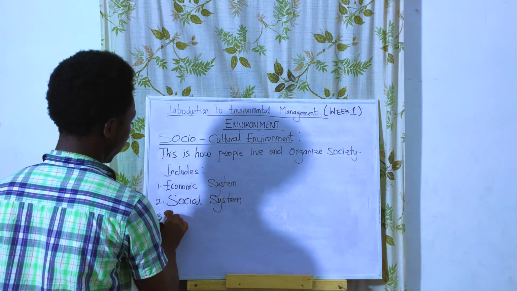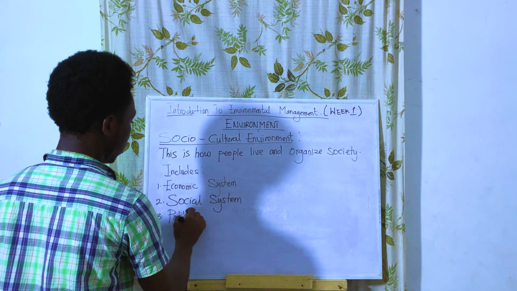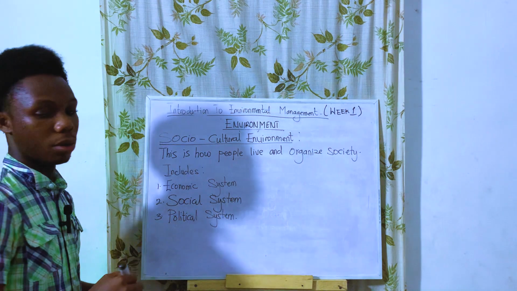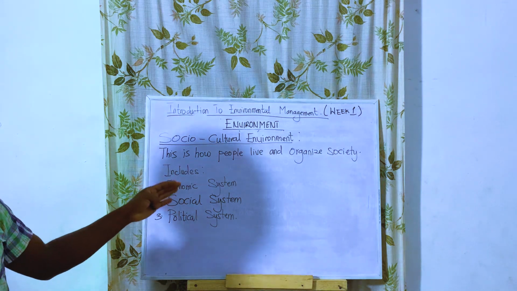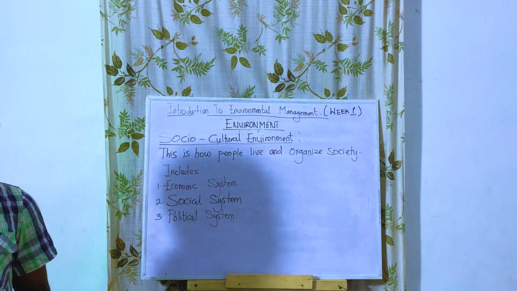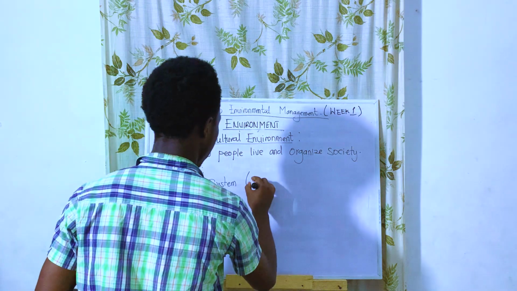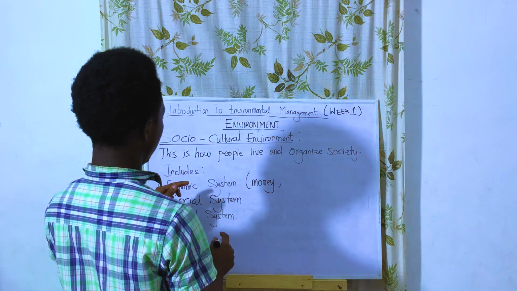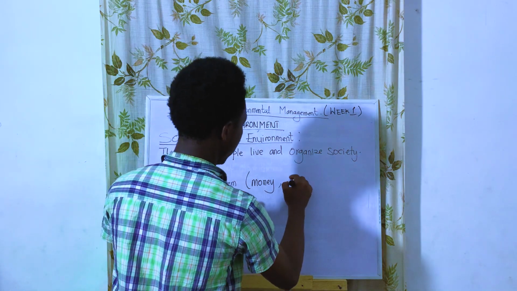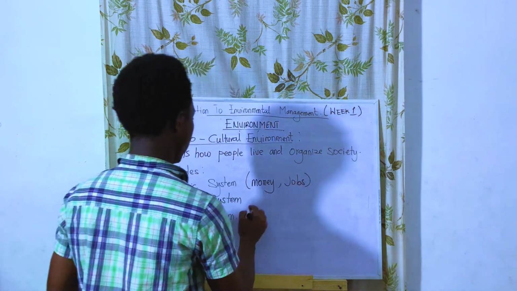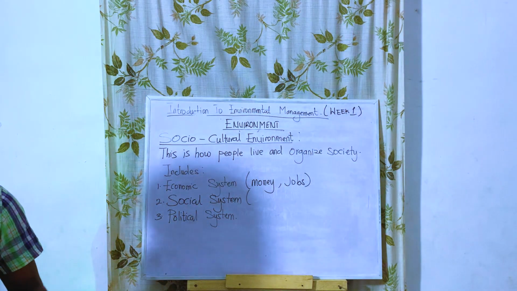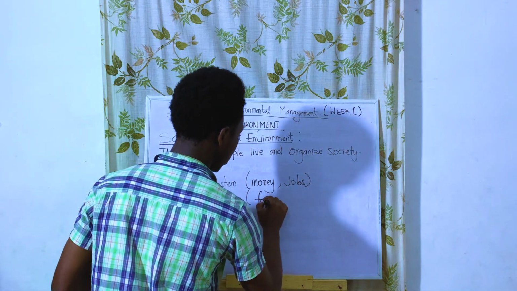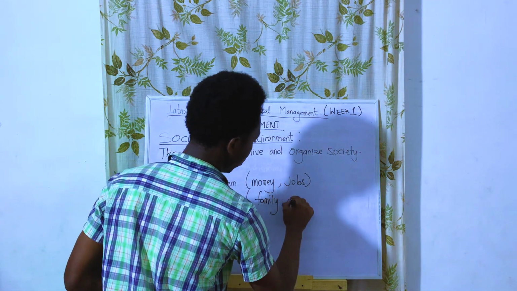Then three, you have the political system. Now, when we come to the economic system, that is where money, anything that makes up an economic system. So we say money, we have jobs, etc. Then we have social system. So the social system is where we have family, anything social. So education.